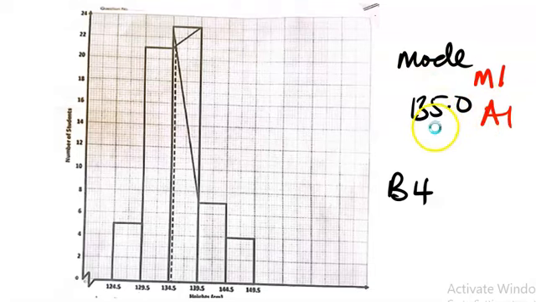And this 135, we normally give a range. According to this scheme, it is plus or minus 0.5. Which means that if you get 134.5, you'll be given the mark. If you get 135.5, so between this range, you'll be given the mark. So this is the answer.